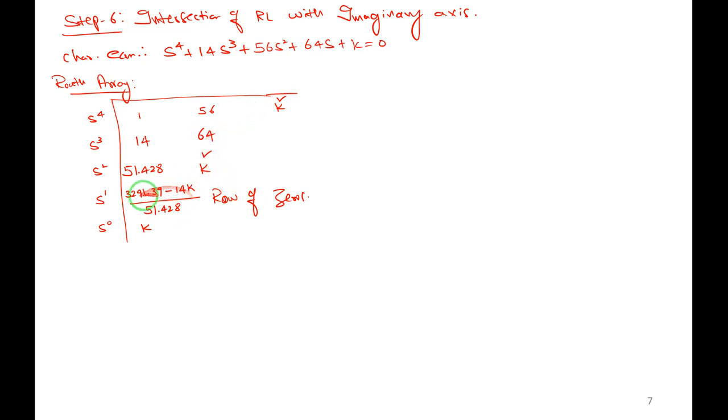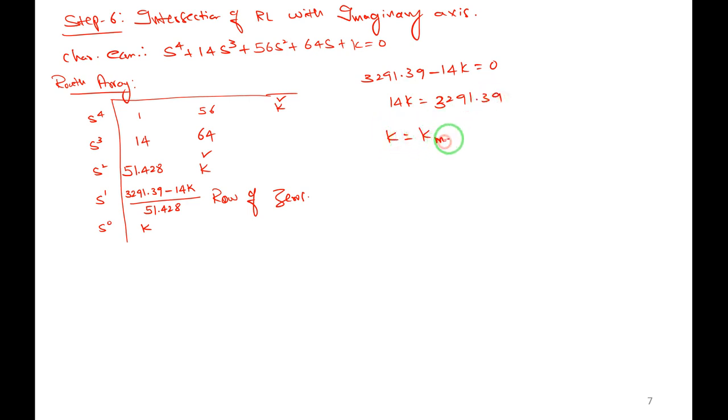Okay, this should be the row of zeros. So what is the value of k? Let me equate this to 0 and calculate the value of k. So 3291.39 minus 14k equal to 0. I will equate because I want to find out the marginal value of k. I will not take the rest, because if it moves that side it will be 0. So I will calculate the value of k. So 14k is equal to 3291.39.